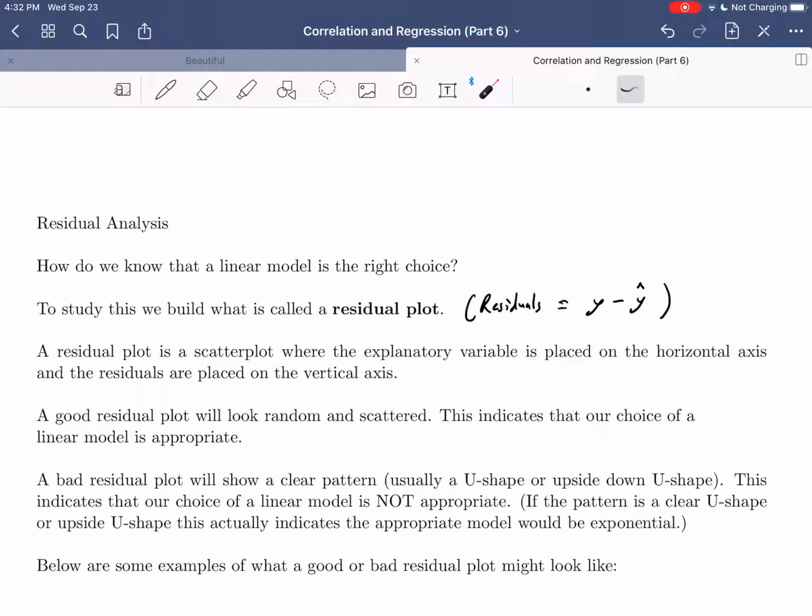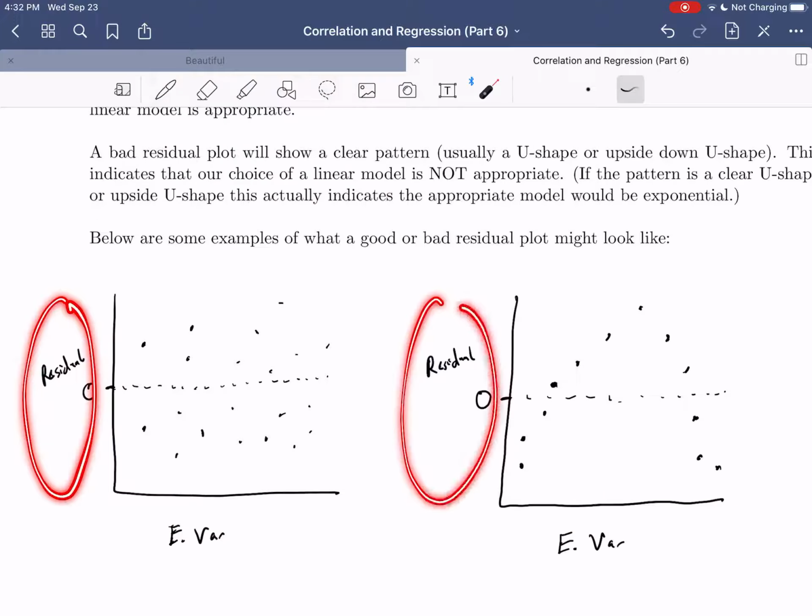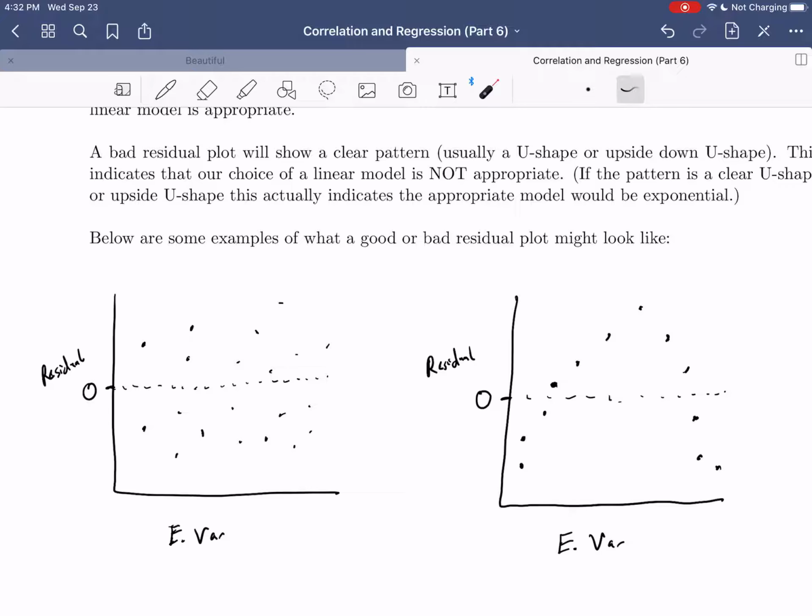So let's talk a little bit more about exactly what these good and bad residual plots might look like. Here are some examples. You'll notice a couple things about residual plots. Notice that the explanatory variable in each is on the horizontal axis, and the residuals are now on the vertical axis.